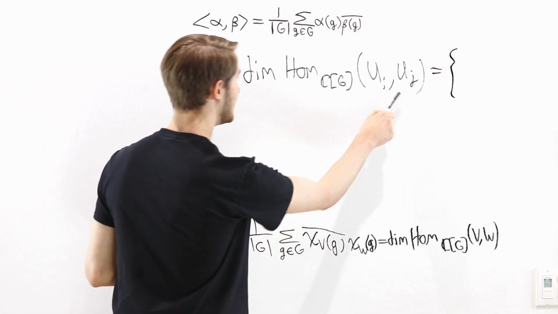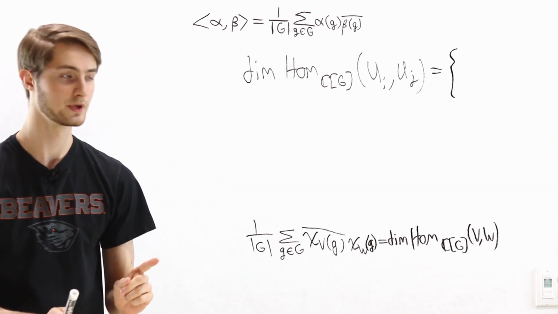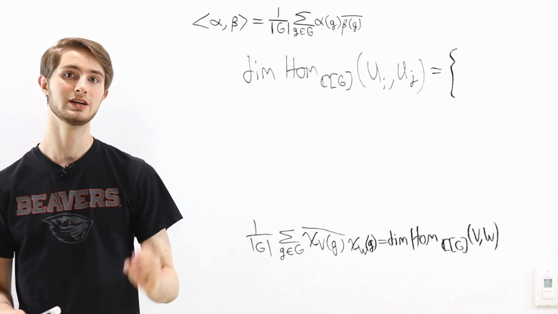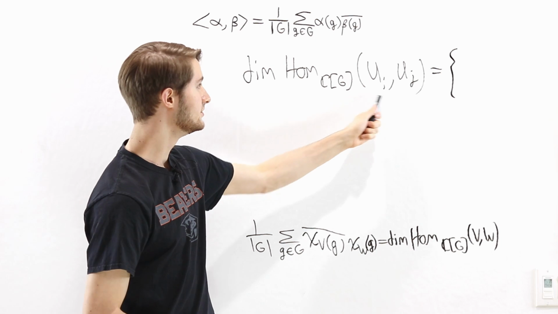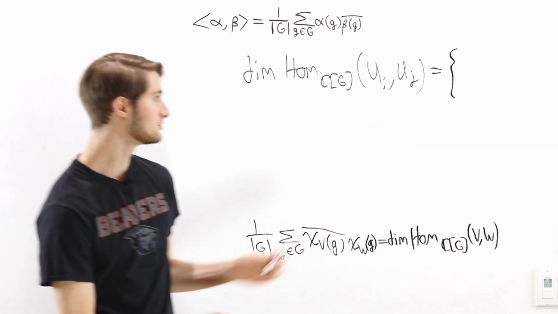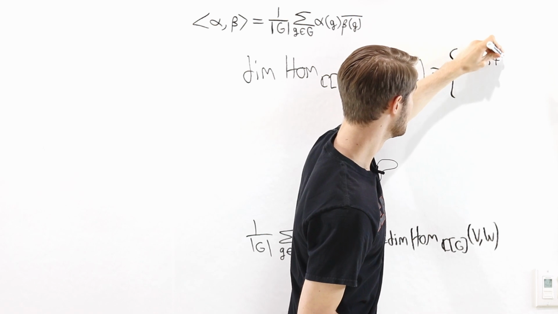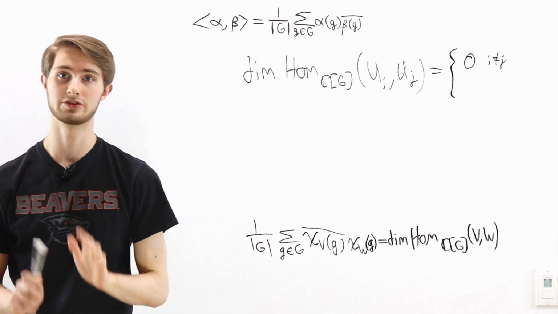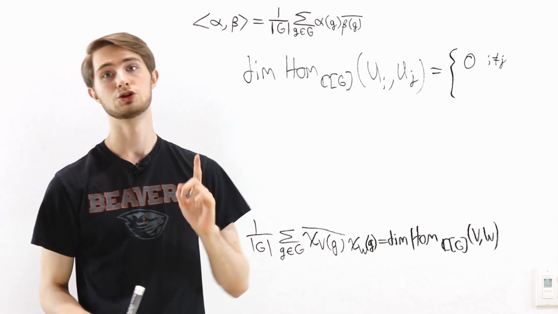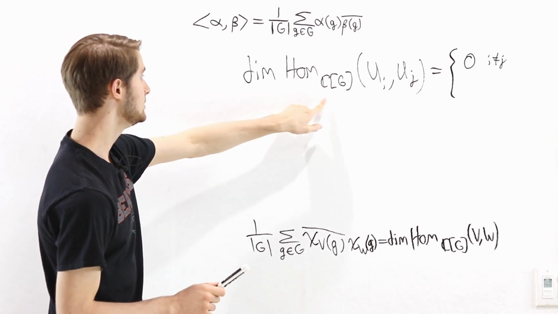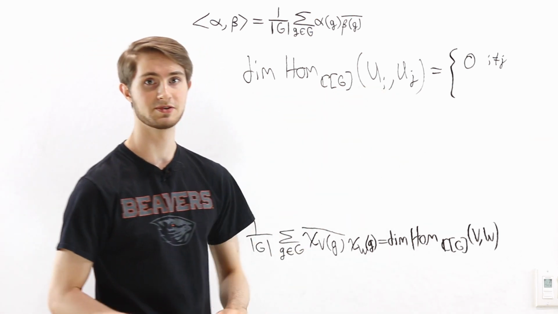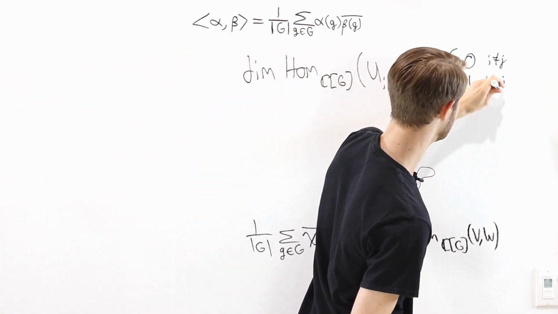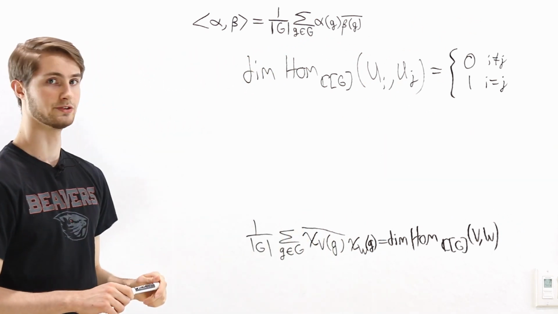First, suppose that U_i and U_j are non-isomorphic. Schur's lemma tells us that any homomorphism between two irreducible representations is either 0 or an isomorphism. So if these two are not isomorphic, the only map between them is 0. On the other hand, let's suppose that these two representations are isomorphic. They're the same irreducible representation. Schur's lemma also tells us that the only CG module endomorphism from an irreducible representation to itself is scalar multiplication, and therefore this vector space has dimension 1. These are the two cases.